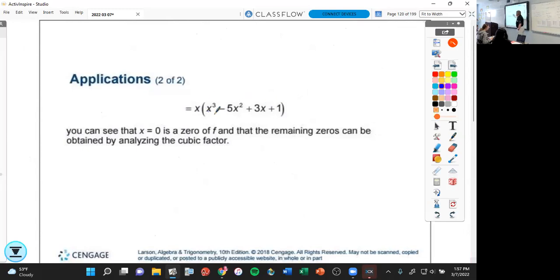Now we can start working with synthetic division here. Keep in mind, this is still a 4-degree polynomial, right? 0 is one of the solutions, right? So that's not going to factor into, because when we talked about Descartes' rule of signs a while ago, that was talking about negative and positive solutions. There wasn't anything about 0 solutions, right? So there it is right there. The remaining zeros can be obtained by analyzing that cubic, whatever method we're going to try.